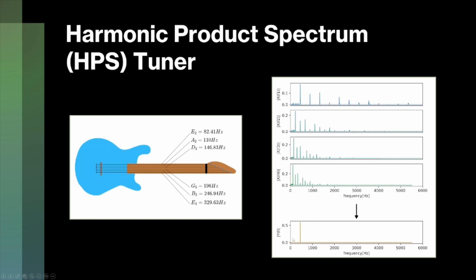And we could have a range that determines if it's within that, then that's that note. So it's kind of how the HPS tuner works. It just chops all the bad frequencies and determines the best by the loudest peak.